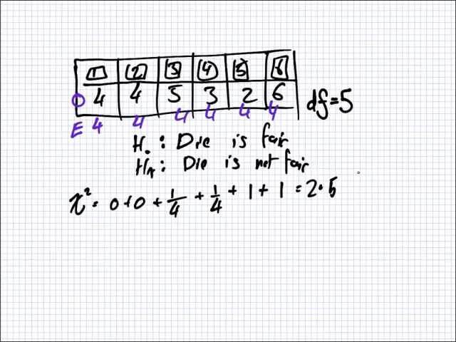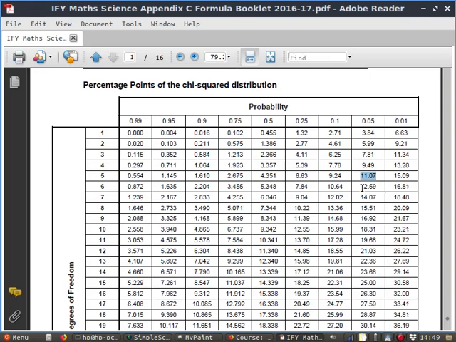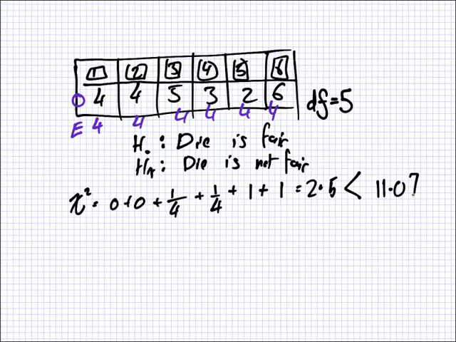This time it's less than the critical value of 11.07, isn't it? Yeah. So therefore, we do not reject H0. Did you get that?